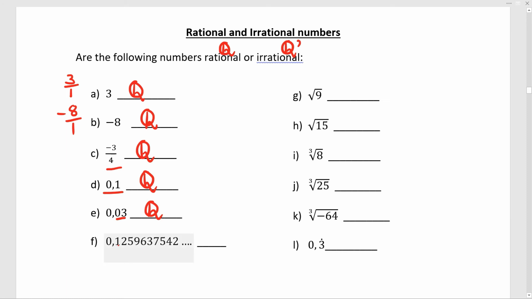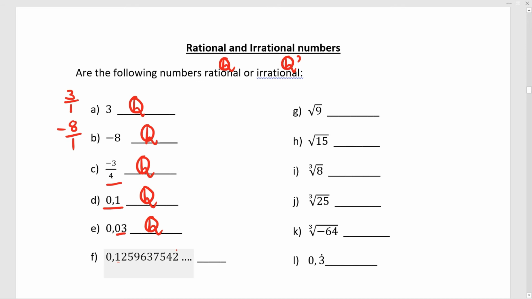Question F has a whole bunch of numbers followed by an ellipsis, a bunch of dots. Can you see a pattern? So I can see it's non-terminating, but is it non-recurring? And I see no pattern there. Because there's no pattern and it doesn't end, this one would be irrational.